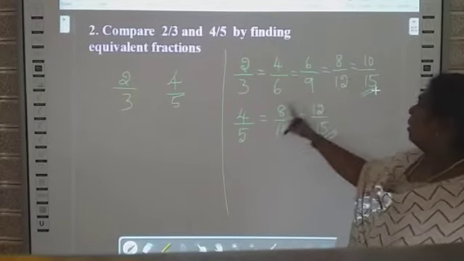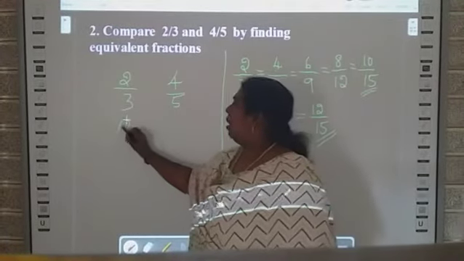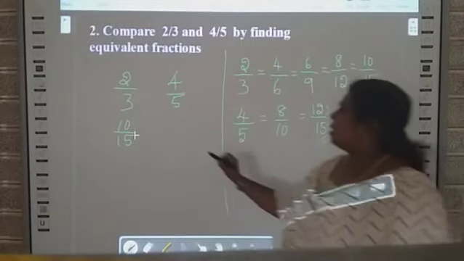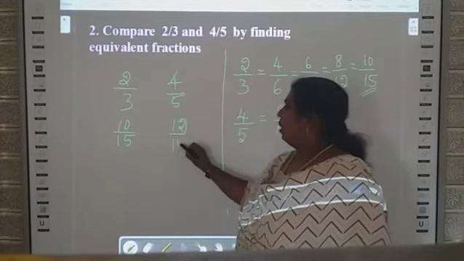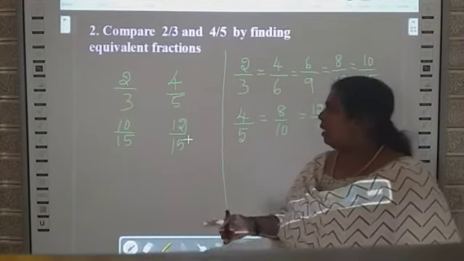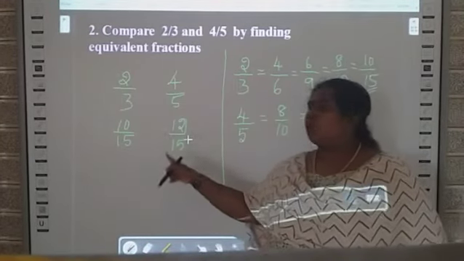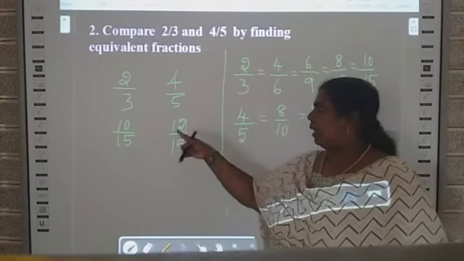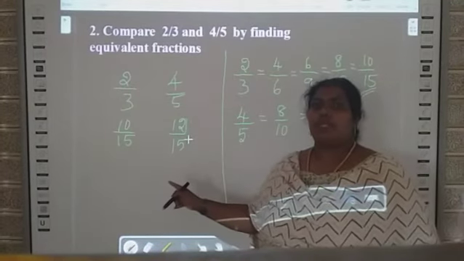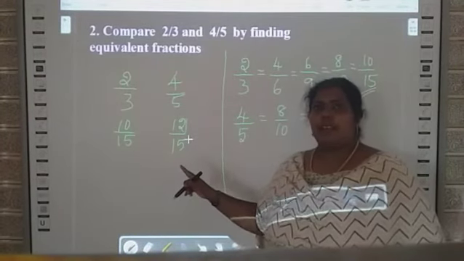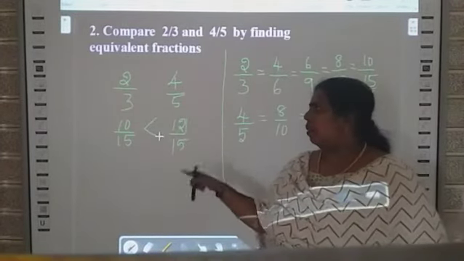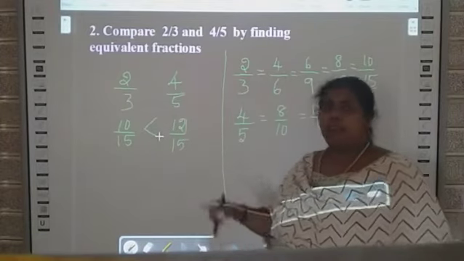Okay. So the equivalent fraction of 2 by 3 is 10 by 15. Then the equivalent fraction of 4 by 5 is 12 by 15. Now we check, these two fractions are like fractions, isn't it? So here the denominator is equal, the numerators are 10 and 12. Which is the greatest value? 12 is the greatest value. So which symbol can we use here? Less than or greater than? Less than, right? Yes, 10 is less than 12. That means 10 by 15 is less than 12 by 15.